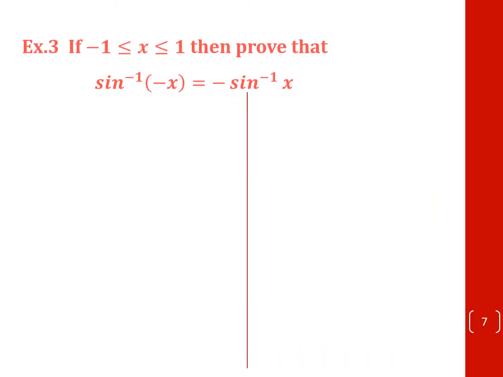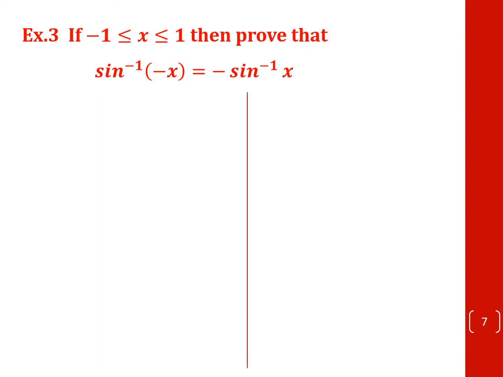Third example, if -1 ≤ x ≤ 1, then prove that sin⁻¹(-x) = -sin⁻¹x. Solution. As -1 ≤ x ≤ 1, x belongs to the closed interval [-1, 1].